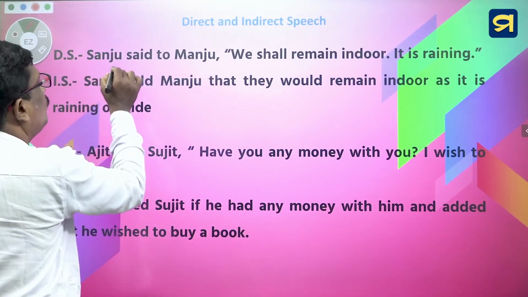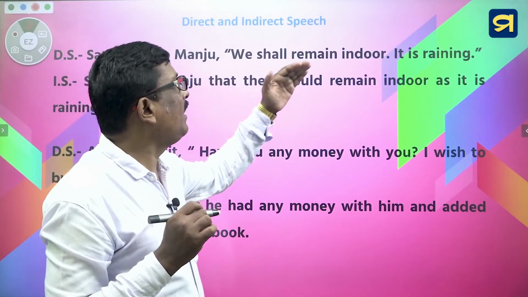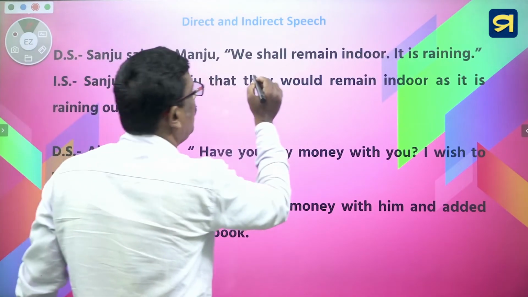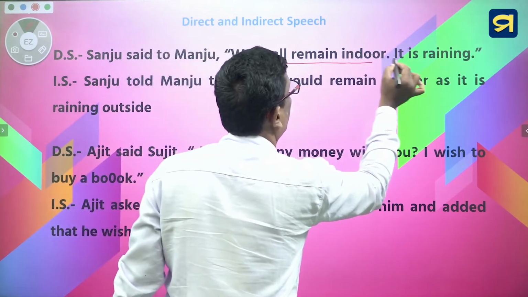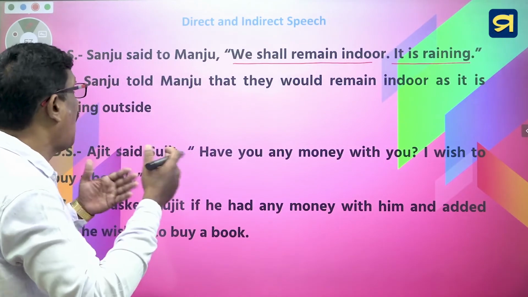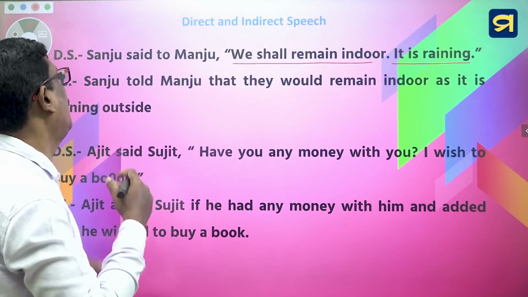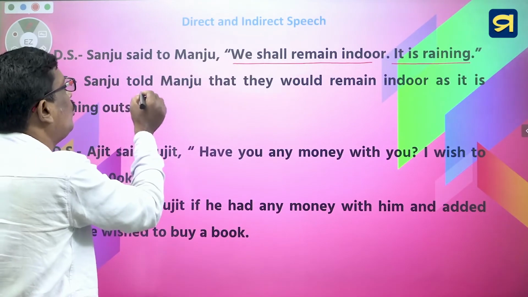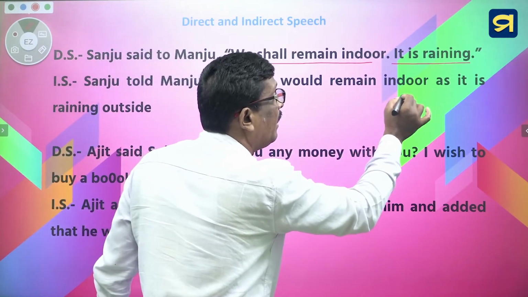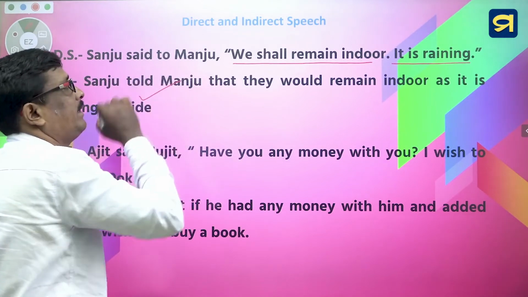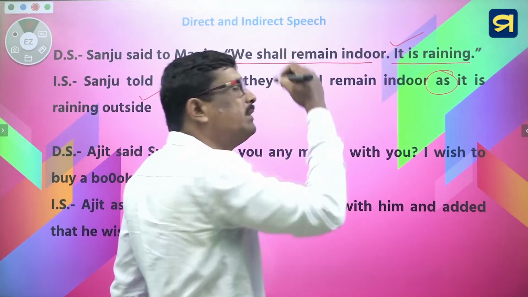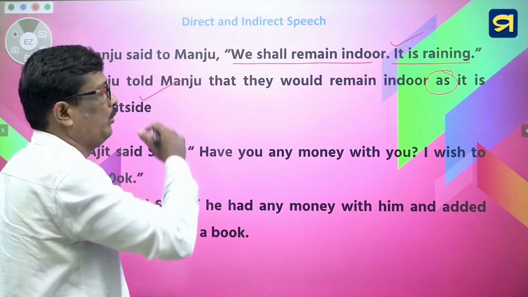Direct speech: Sanju said to Manju, "We shall remain indoors. It is raining." You see, here is a sentence and another sentence is "It is raining." And when there are two sentences, how will we add the two sentences? Sanju told Manju that they would remain indoors, as it was raining outside. You see, here "as" is used to combine the two sentences because it is a reason. So, according to the sense we will use it.